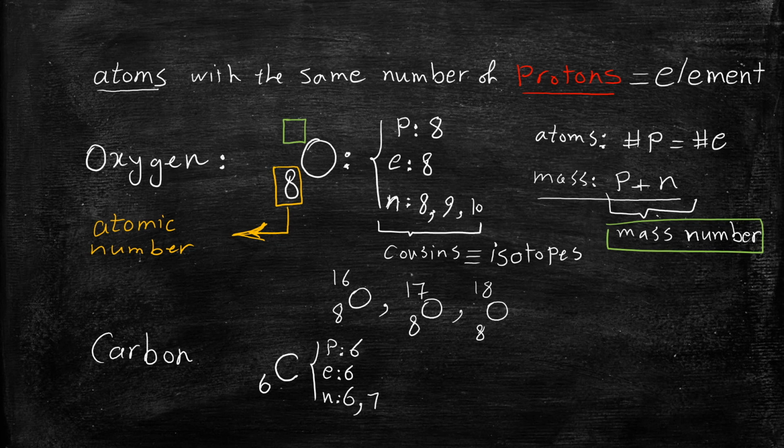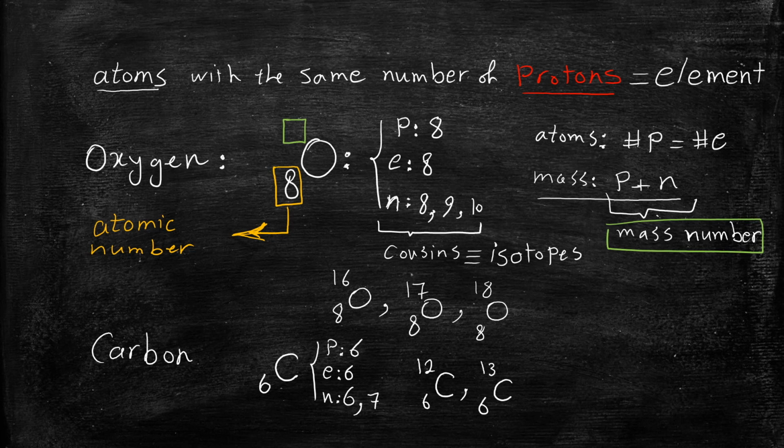So if we want to show carbon with the atomic number and the mass number together, we say C, 6, and 6 plus 6, 12. Carbon 12. And C, atomic number 6, mass number 6 plus 7, 13. So these are the 2 isotopes of carbon.